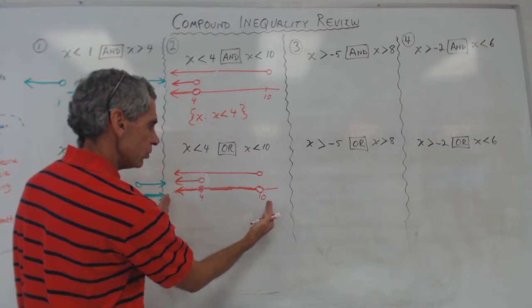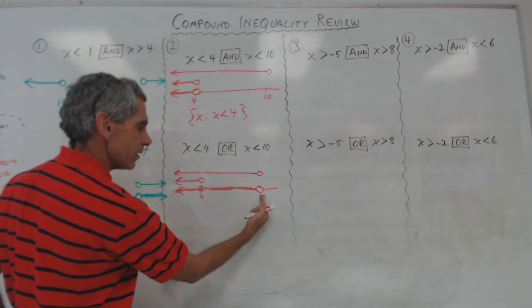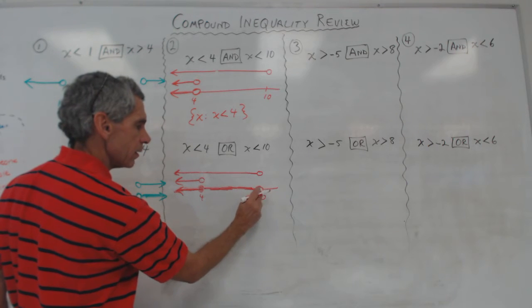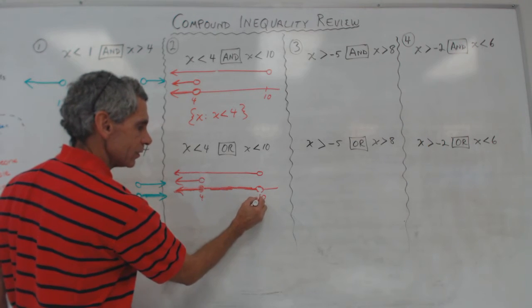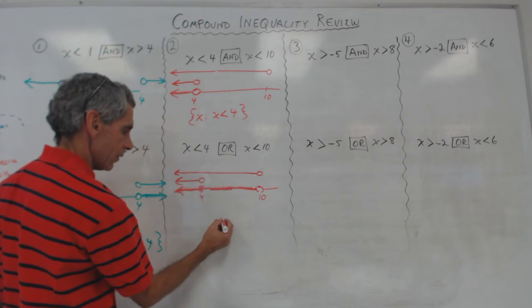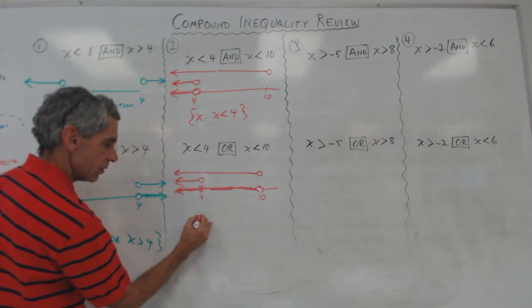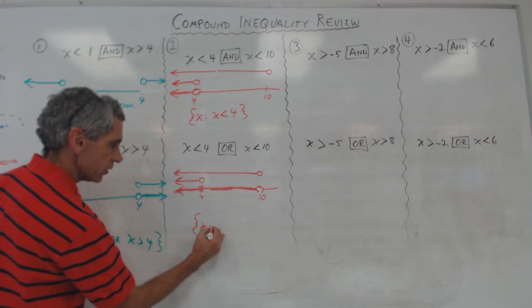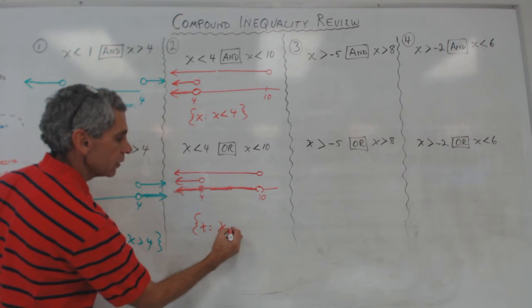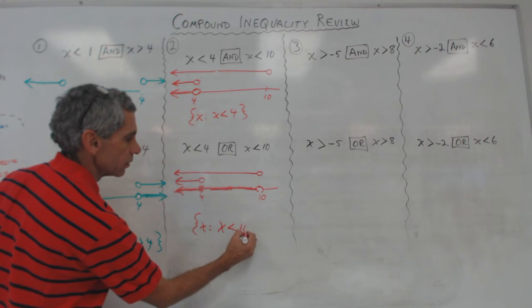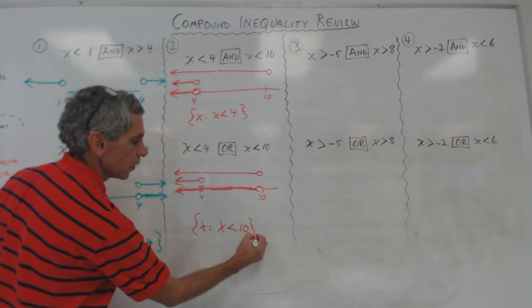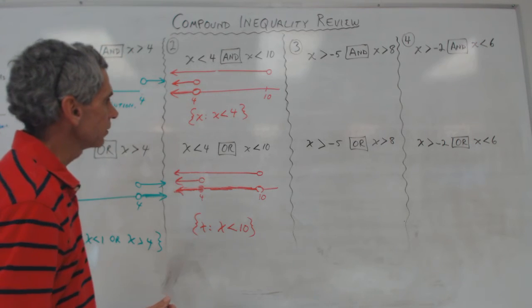so now I have to describe this. The only solution is that it has to be less than 10. That's a 10. Looks like a line. Anyways, so I'd say the set of all x's such that x is less than 10. And then my brace.